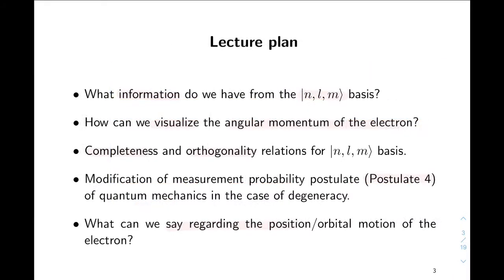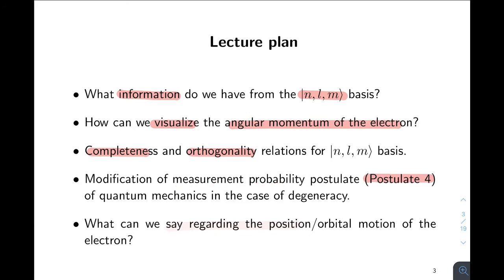Here is the plan of the lecture. We will first briefly see what information we have in the NLM basis. We will see how we can visualize angular momentum of electron in hydrogen atom. We will look at the completeness and orthogonality relations for the NLM basis. Then we will look at postulate 4 of quantum mechanics. This is the postulate that allows us to calculate the probabilities of measurement outcomes.